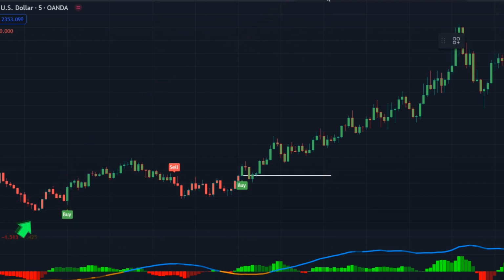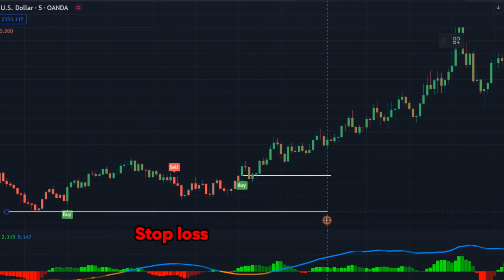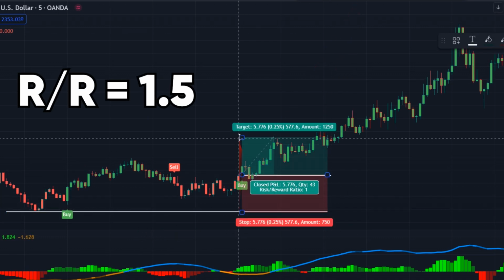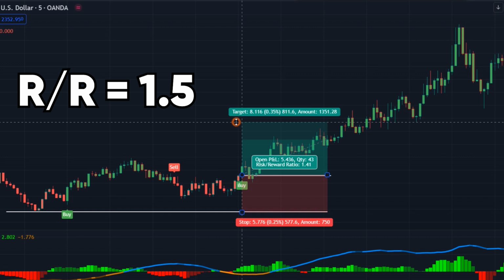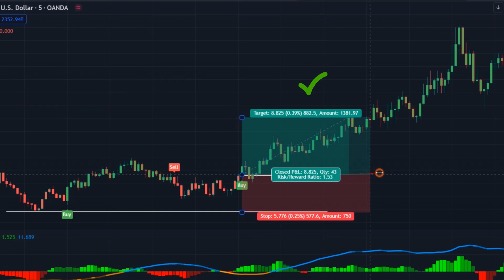Then find the last swing low and set your stop loss slightly below it. For take profit, consider a risk to reward ratio of 1 to 1.5 and wait for your trade to close with profit.